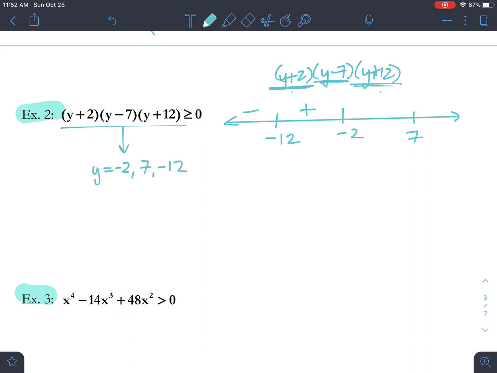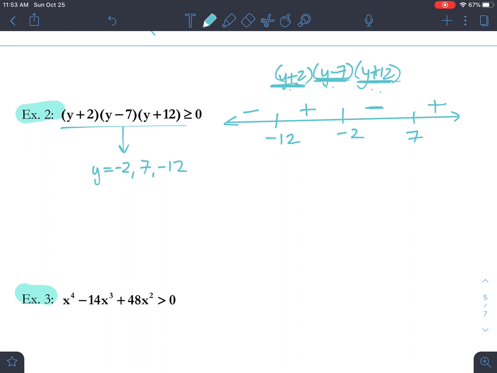Okay. I'll erase my little underlining. What about if I plug in something between -2 and 7? How about 0? Okay. If I plug in 0, I would get a positive. If I plug in 0 here, I would get a negative. If I plug in 0 here, I get a positive. Positive times negative times positive is negative. All right. How about 7 to infinity? Okay, 7 to infinity. Well, I could plug in positive 100, positive, positive, positive. 3 positives gives me a positive.